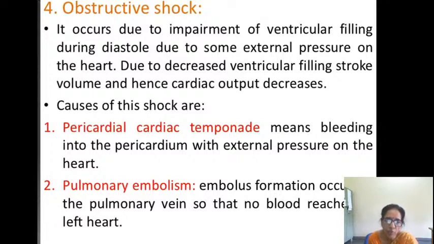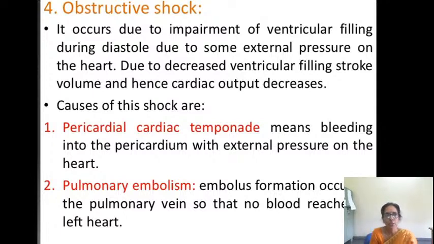So what are the causes of this? Pericardial cardiac tamponade means bleeding into the pericardium. So bleeding is occurring into the pericardium, putting external pressure on your heart, so the heart is not able to dilate during diastole. The other reason is pulmonary embolism. An embolus formed in the pulmonary vein blocks it so that no blood reaches your left heart, so your cardiac output is reduced. So these are the obstructive shocks.